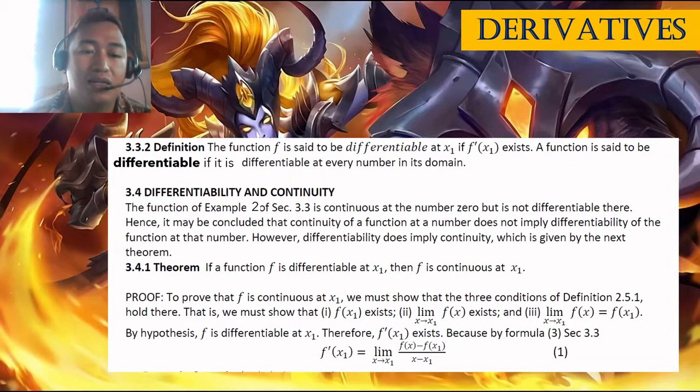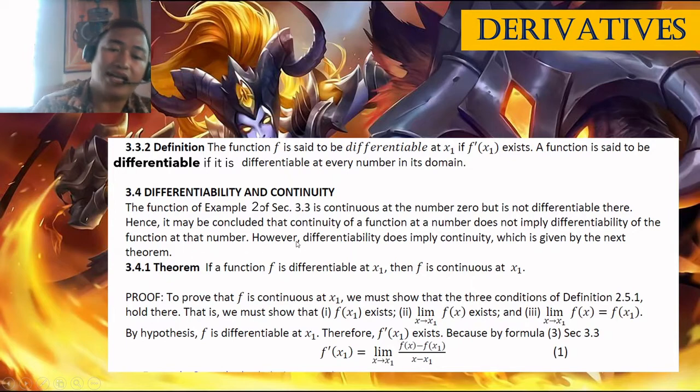Next, differentiability and continuity. The function of example 2 of section 3.3 is continuous at the number 0, but it is not differentiable there. Also, our previous example, the absolute value of x, is continuous at 0, but not differentiable. Hence, it may be concluded that the continuity of a function at a number does not imply differentiability of the function at that number. However, differentiability does imply continuity.